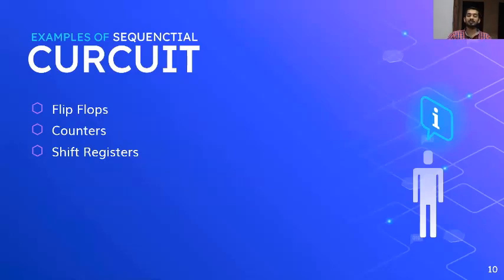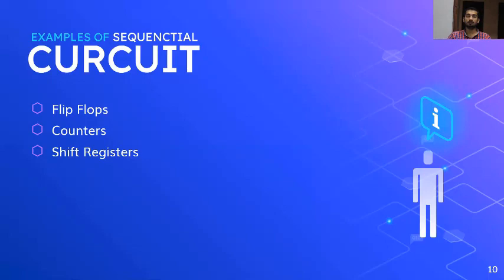So these are the examples of sequential circuits. Flip-flops. A flip-flop is a memory element that can store one bit of information. There are many types of flip-flops like D flip-flop, SR flip-flop, JK flip-flop, etc. Number 2 is counters. So what is a counter? A counter is a sequential circuit that counts the numbers.